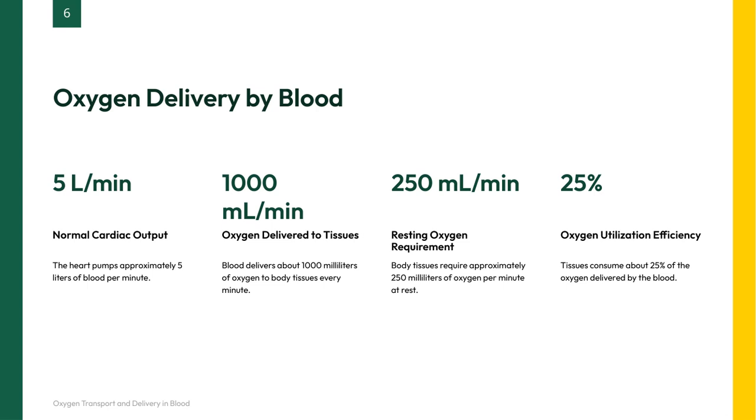So, in summary, oxygen delivery by the blood is a critical process, and understanding these numbers helps us appreciate how our cardiovascular system supports vital functions. It's all about how effectively blood can supply oxygen to meet the body's needs at rest and during activity.